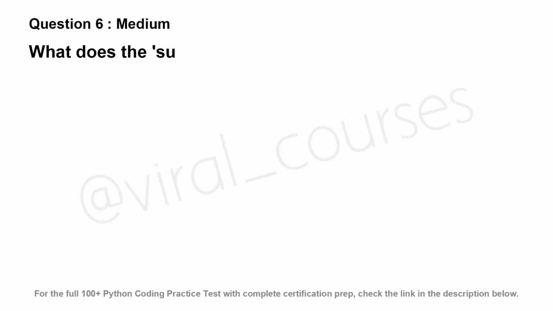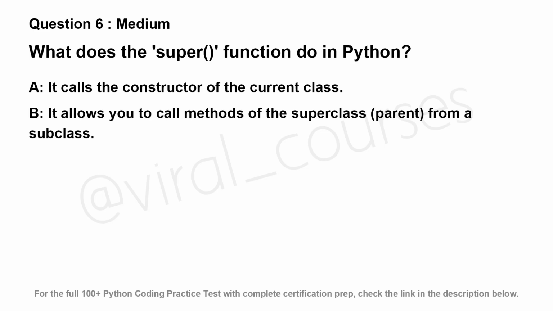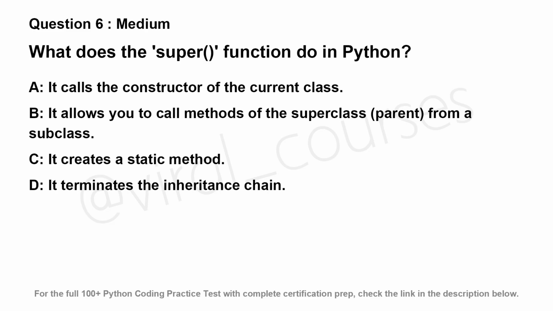What does the super function do in Python? Option A: It calls the constructor of the current class. Option B: It allows you to call methods of the superclass (parent) from a subclass. Option C: It creates a static method. Option D: It terminates the inheritance chain.